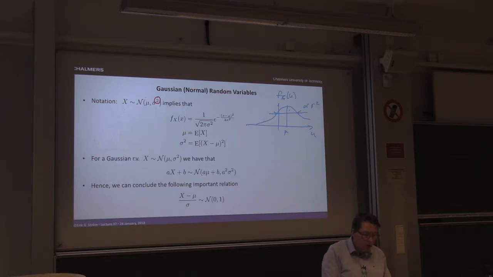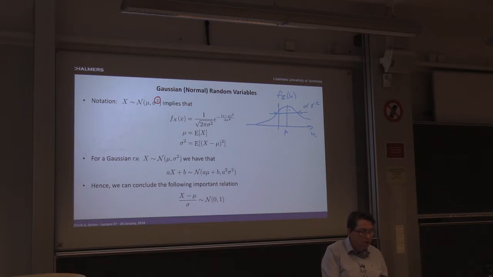Now, for a Gaussian random variable, if we have aX plus b, where a and b are constants, then this is also a Gaussian random variable. The difference is that the average has now been shifted to a times mu plus b. Interestingly enough, the variance does not depend on b, but only on a. So the variance is a squared times sigma squared. This is a useful equation later on when we multiply Gaussian random variables with constants and are interested in the distribution of the result.